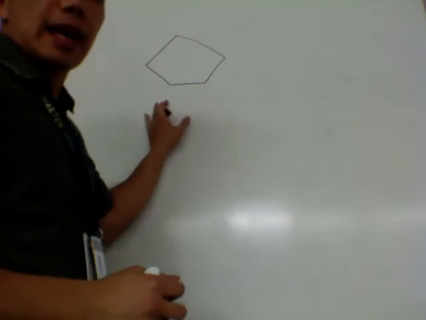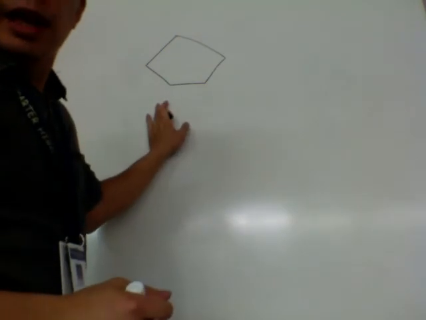So for number 12, I have a pentagon this time, and it has a perimeter of 90. Okay. So first thing that I'm going to do, I need to find the side length.